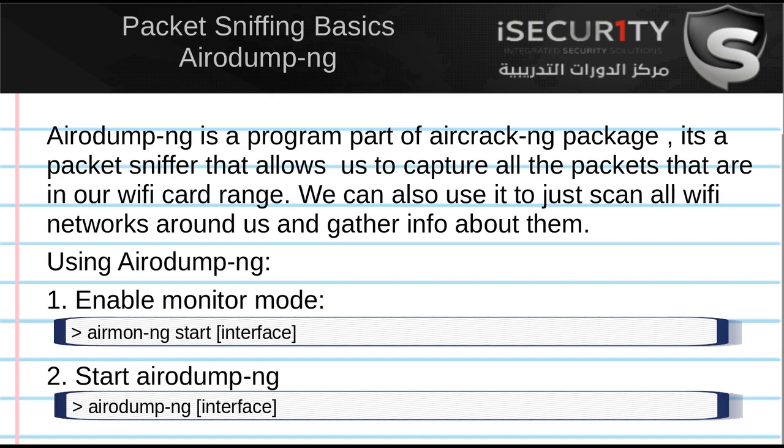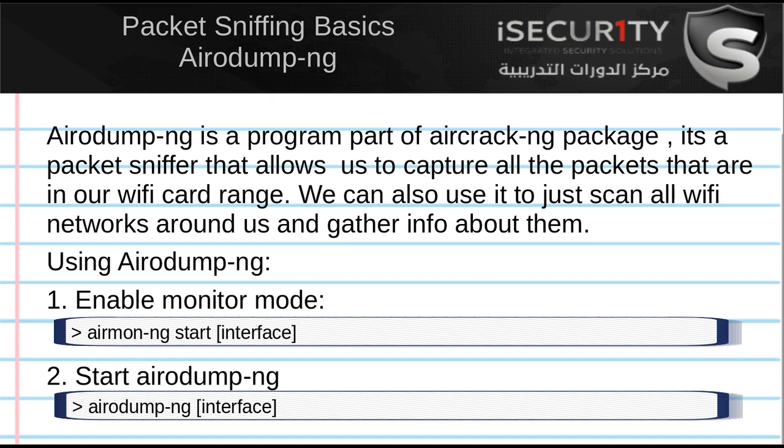So, what tool are we going to use? We're going to use a tool called Airodump-ng. It's part of the Aircrack suite. It's a packet sniffer that allows us to capture all the packets around us. We can run it against all the networks around us, so we'll collect any packets within our Wi-Fi range, or we can run it against a certain AP, or access point, so we'll only be collecting packets that are coming from a certain Wi-Fi network.